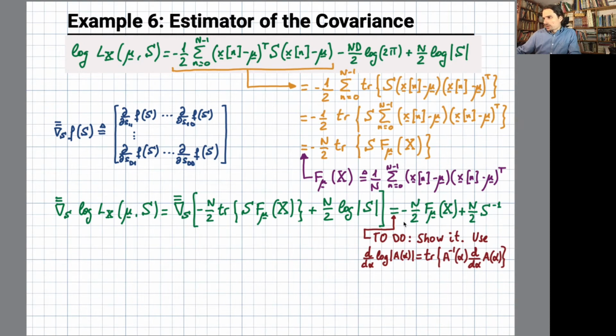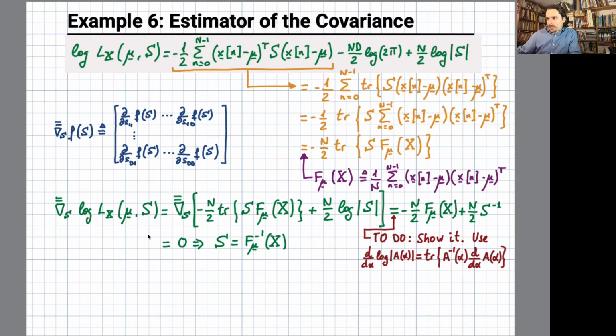Now it can be seen that this matrix of derivatives is given by this expression, and I leave it as an exercise. It is not difficult. You just need this property: if A is a matrix that depends on some variable alpha, then the derivative of the log determinant is given by this trace here.